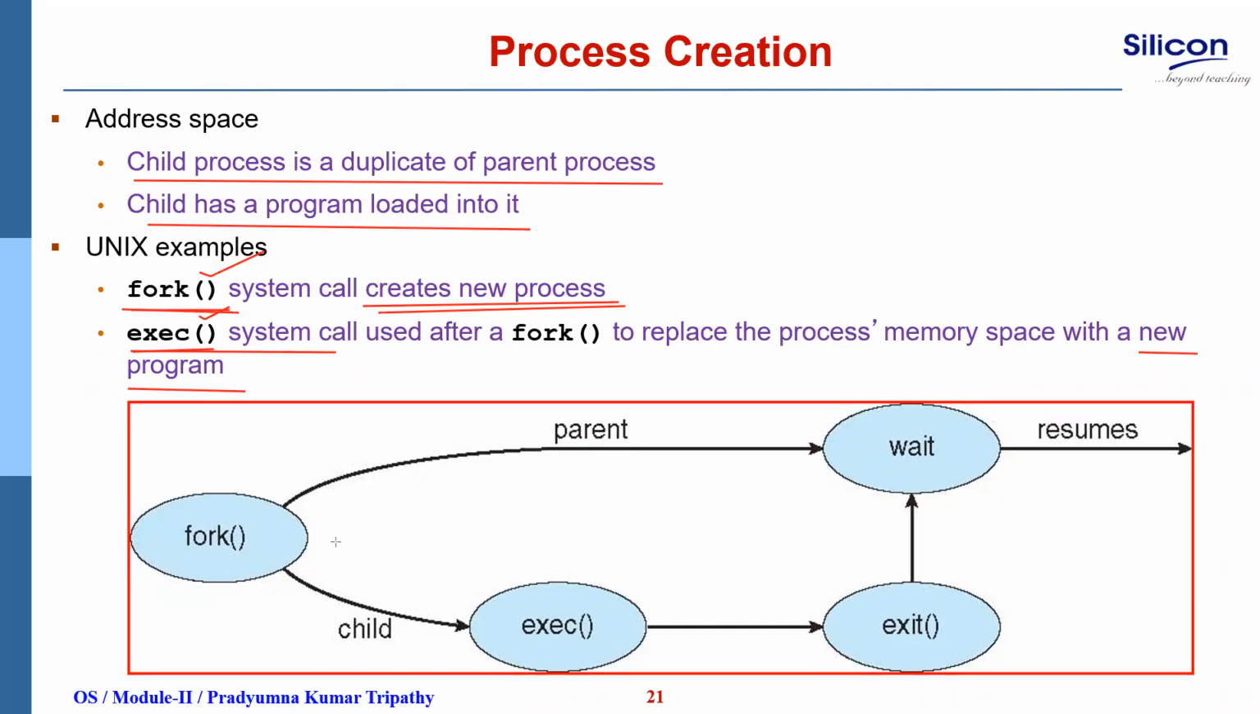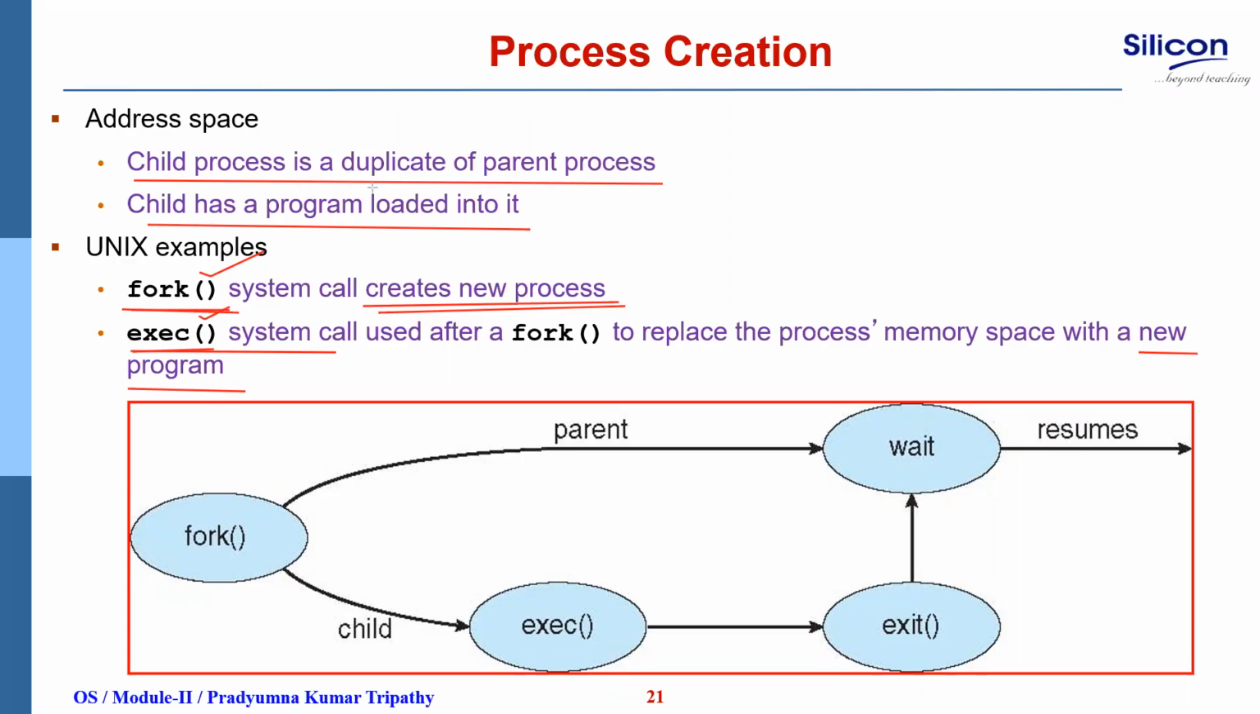Is it understood? The parent is waiting over here because the child has not finished the execution. When the child has finished the execution and made the exit system call, meaning the last instruction is executed, then the parent will resume its operation. So this is one of the states where the parent will wait till the child has completed its execution.